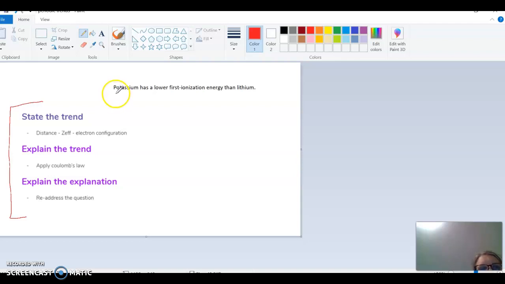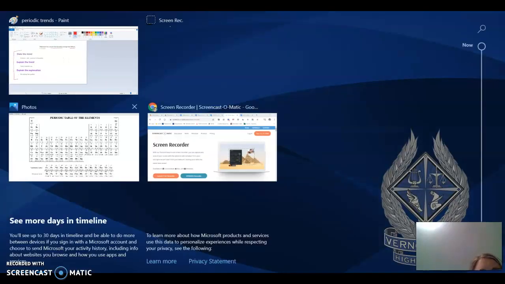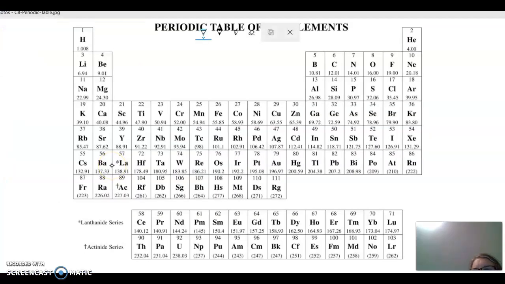I'm kind of giving you an example here. Potassium has a lower first ionization energy than lithium. Well, I probably want to go to my periodic table and look for potassium and lithium. My potassium is right here, and my lithium is right here. So when I'm looking on the periodic table, I'm thinking a couple things. I'm thinking about size. Potassium is much bigger than lithium. I'm thinking about Zeff, effective nuclear charge.